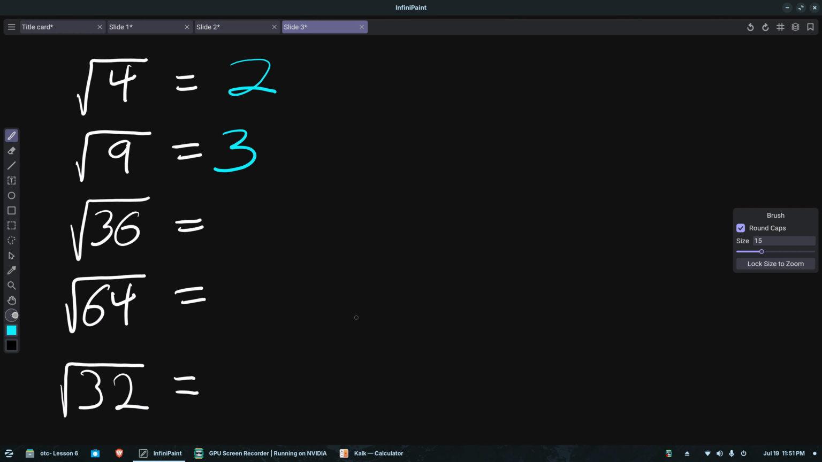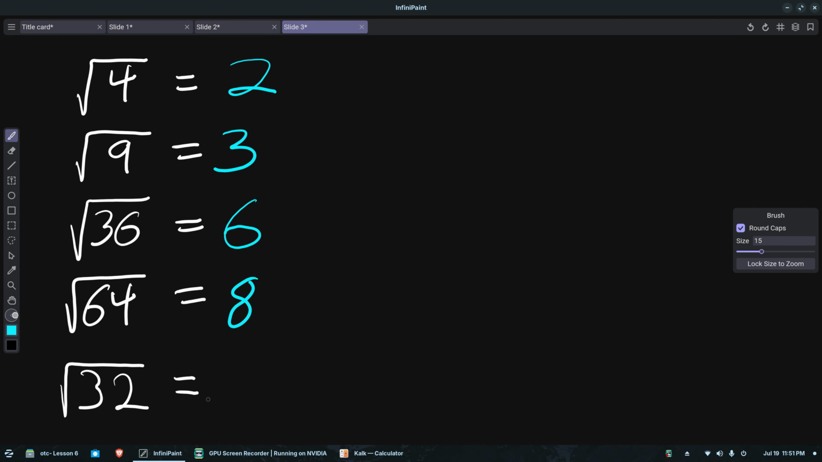Looking at a larger number, let's say we had 36. What would we multiply by itself to get 36? Well, 6 times 6 equals 36, so therefore the answer to this is 6. What about 64? 64 is larger still. Well, 8 times 8 equals 64, so therefore the square root of 64 equals 8.